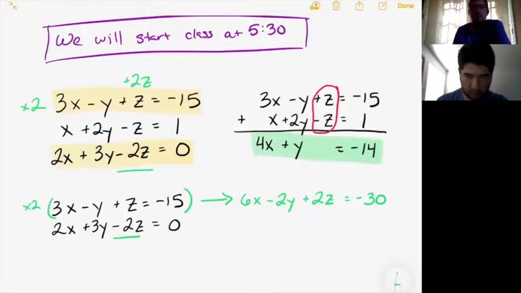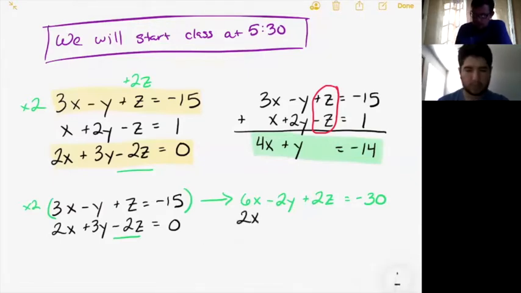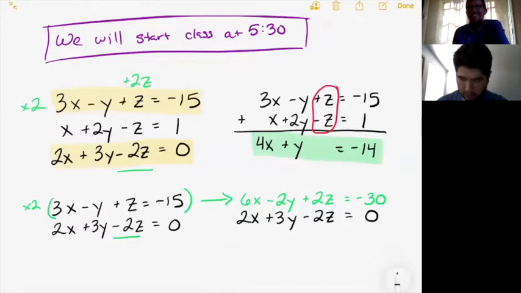I'm multiplying every single thing in the top equation by 2. And the reason I'm doing that is so I can eliminate the z's, so that I will have only x and y, just like I did in the first pair of equations I added. The second equation, I'm not going to do anything to that. I'm going to leave that one alone. And so if I add these two equations now, the z's will eliminate.